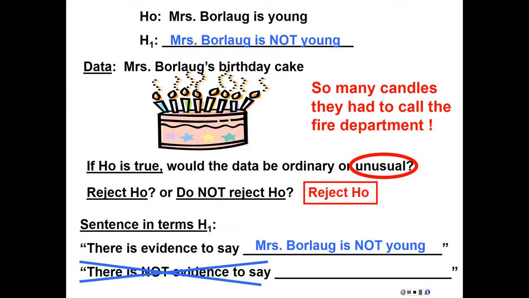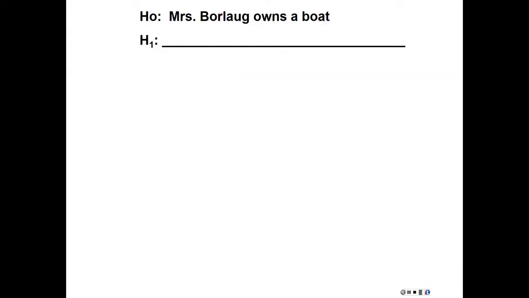Anybody have any questions so far? Okay, let's look at another example. Mrs. Borlaug owns a boat. That's H0. What would H1 say? Mrs. Borlaug does not own a boat. Just insert the word not.